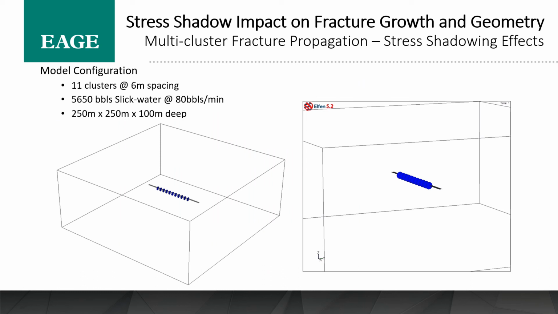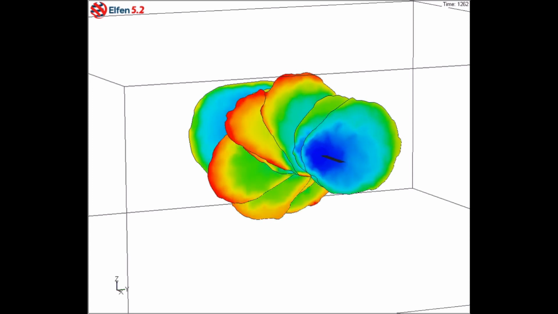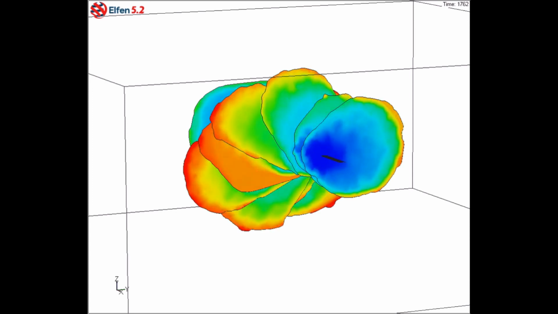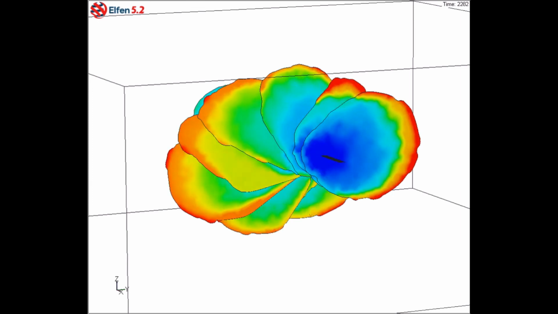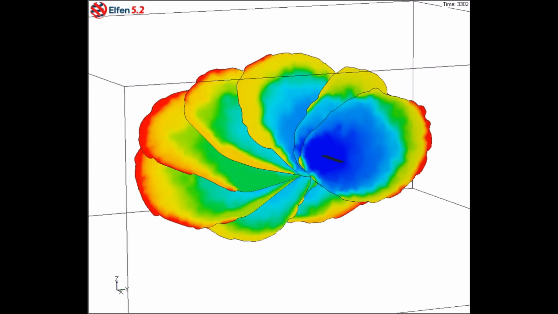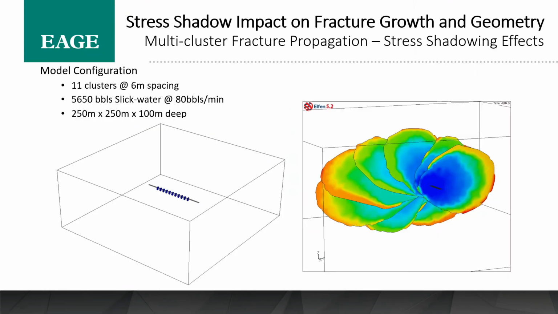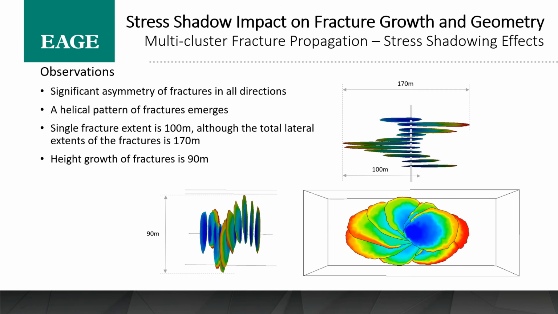When we look at it in an 11 cluster case, this is 6 meter spacing, injected at 80 barrels a minute. The size of the domain, 250 by 250 by 100 meters deep. When we look at these fracture growths here, you can see they start off, the end fractures start growing faster, but when the injection rate is increased, you get the perforation limited entry kicking in, all of the fractures start growing, and you're starting to get this real petal shape here as they're propagating out. Each fracture wants to keep growing, but it wants to grow in the path of least resistance, and that's not necessarily close to its neighbor, it's sometimes further away.